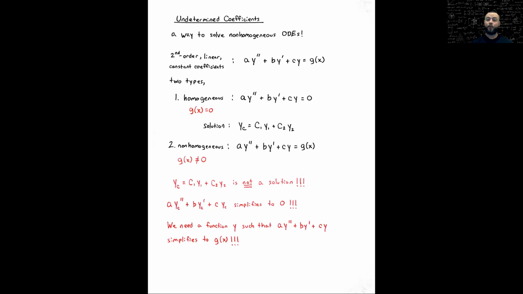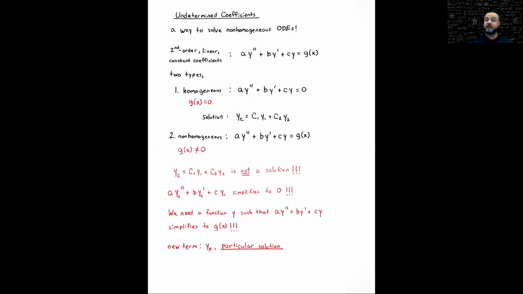For our purposes, we need a function such that when we plug it into the differential equation, y and its derivatives simplify to the new right-hand side, g of x, which is not zero. The complementary solution gives y and its derivatives combining to zero, which is not what we want here. We need y and its derivatives to combine to g of x. So the complementary solution is not a solution to the non-homogeneous ODE. We need to find a function y such that y and its derivatives simplify to g of x. That's what we call the particular solution, which we'll write as y sub p, and I'll call this yp when we're talking.